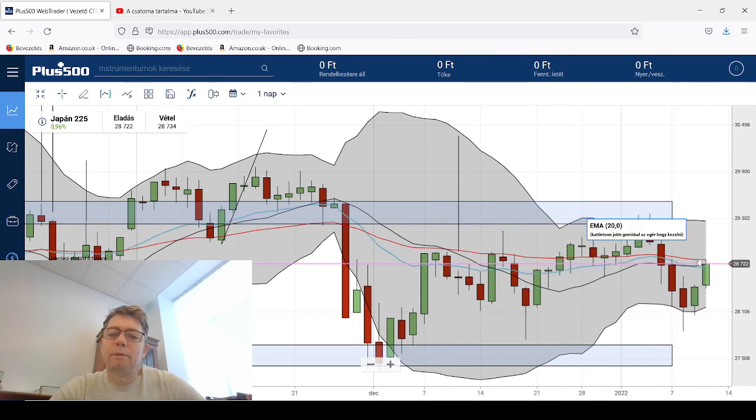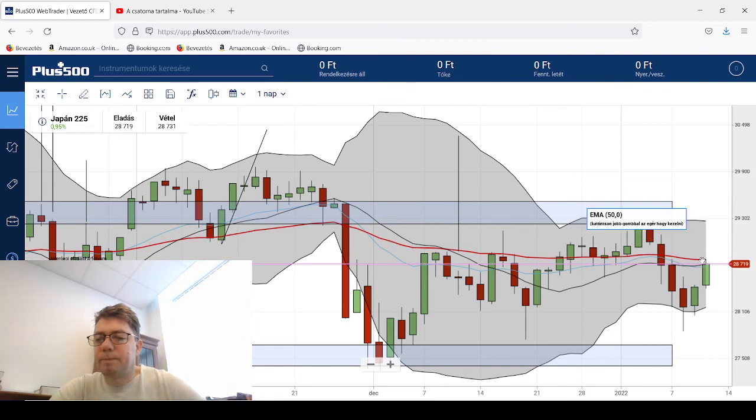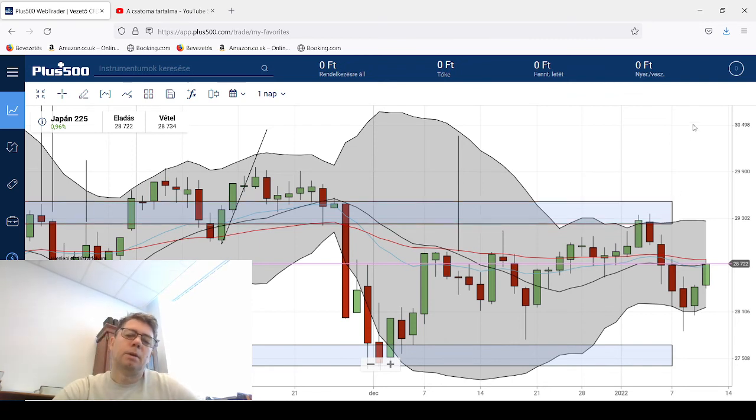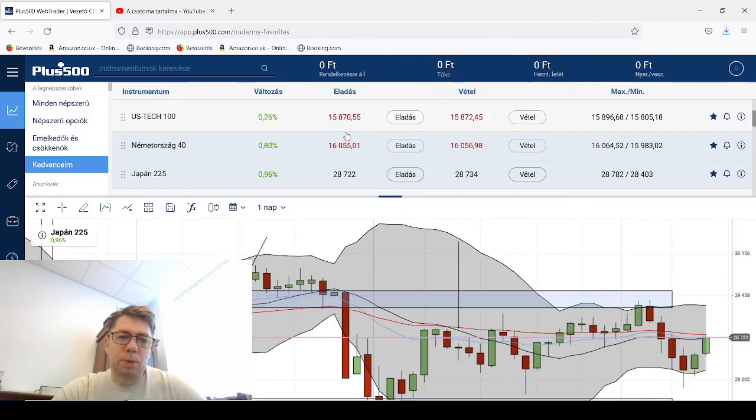Of course, 50-day EMA is offering resistance. Once we pass 50-day EMA, then we will come back to the 29,000 levels. This is an area of resistance for us, but if we can break above there, then 30,300 could be targeted.